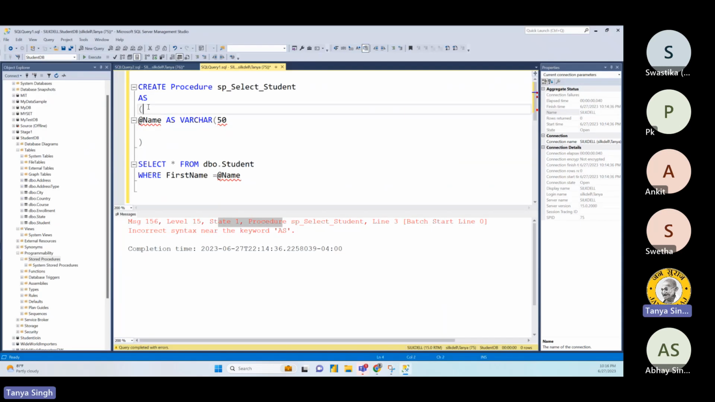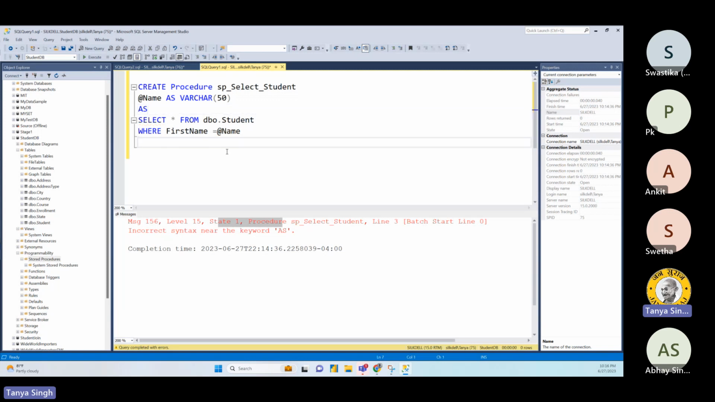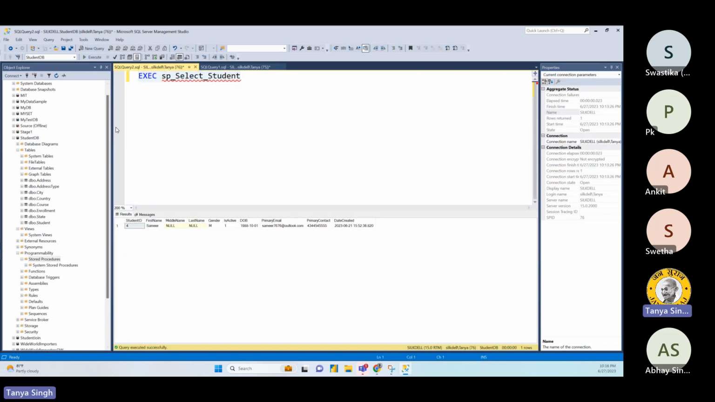So create procedure, that's fine. I just need to use this, and this is the varchar name. What is the difference between these two? The difference is that the first will always give me the student name Samir. That's nonsense, why not change the value?